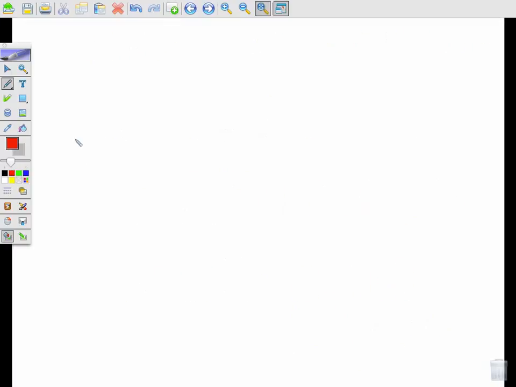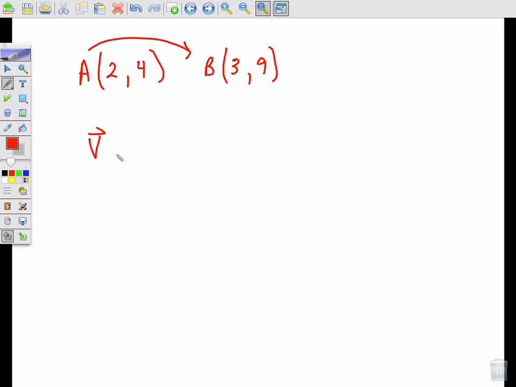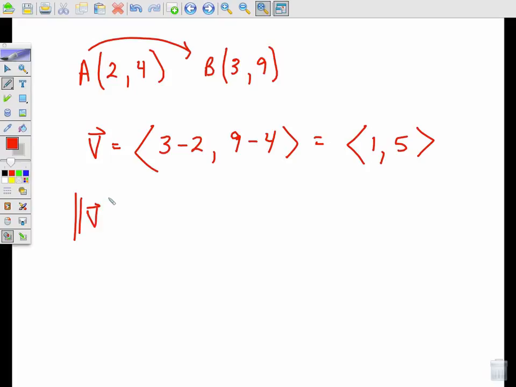Okay, let's try another example of that. If I give you A is the ordered pair 2, 4, and B is the ordered pair 3, 9, component form, if we have a vector that goes from A to B, so let's call it vector V going from A to B, then the component form would equal 3 minus 2 and 9 minus 4, which equals 1, 5.